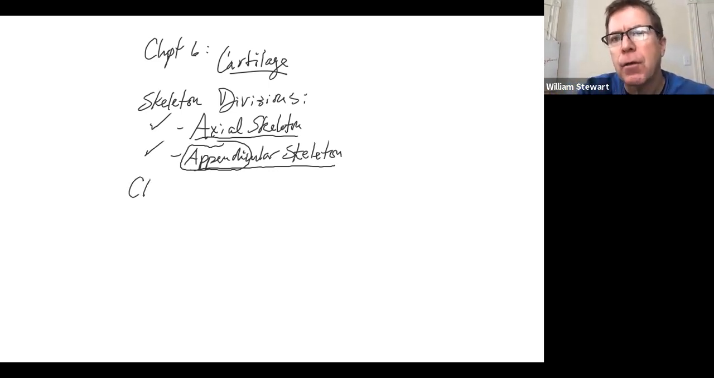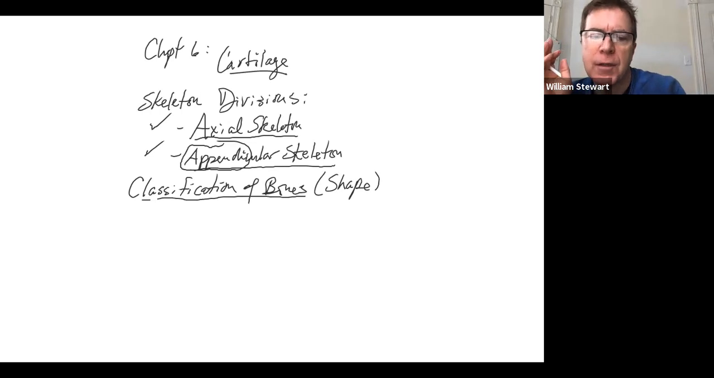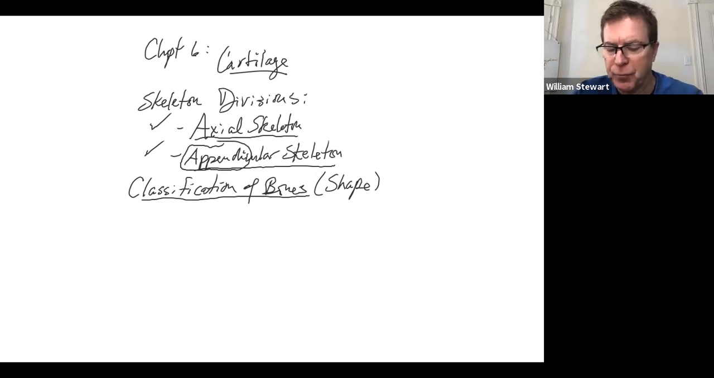Now I'm going to quickly go through classification of bones, because your book does this at the beginning of the chapter. And I'm going to write in parentheses shape, because these classifications really are based on the shape. Now, different textbooks give slightly different categories and amounts of categories. Your book lists 4 major categories. Some books list 6. I'm just going to do the 4 that your book does.